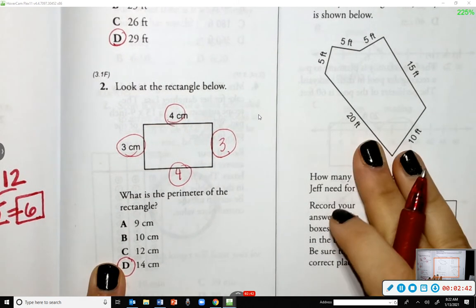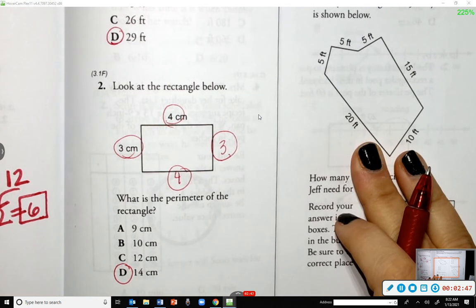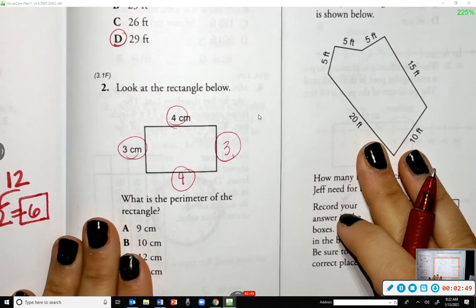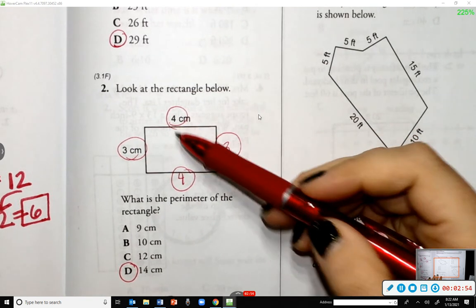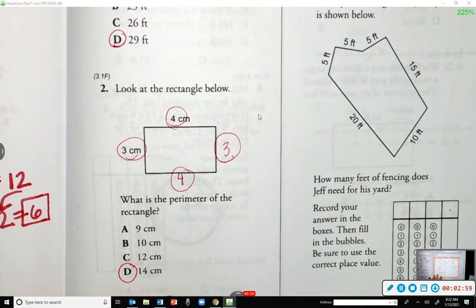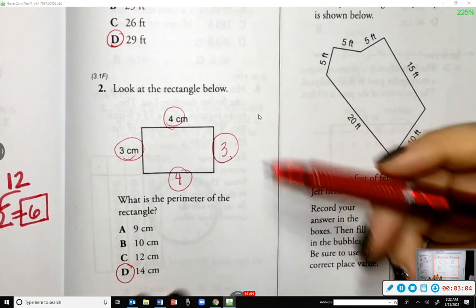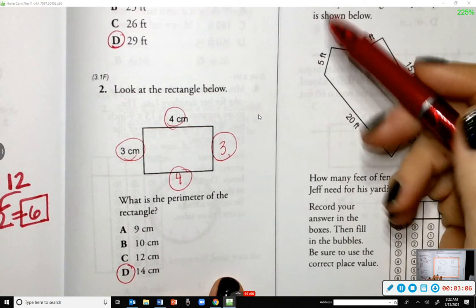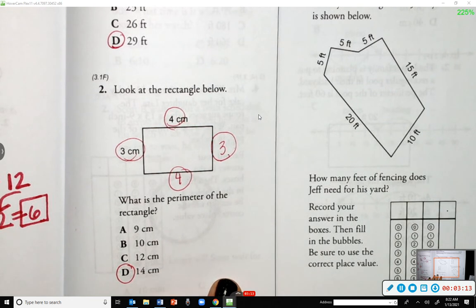Okay? If you don't want to add them, you can multiply just 4 plus 3 or 4 times 3. You cannot do 4 times 3 on this because that's area. And it would give me a wrong answer. 4 times 3 is 12. That's for area. Okay? So if you multiplied, then you were finding the area of the shape. Okay? You can multiply for perimeter, but only when all of the sides are the same. So if this had been 4 on every side, we would have done 4 times 4 sides. 4 times 4. Okay?